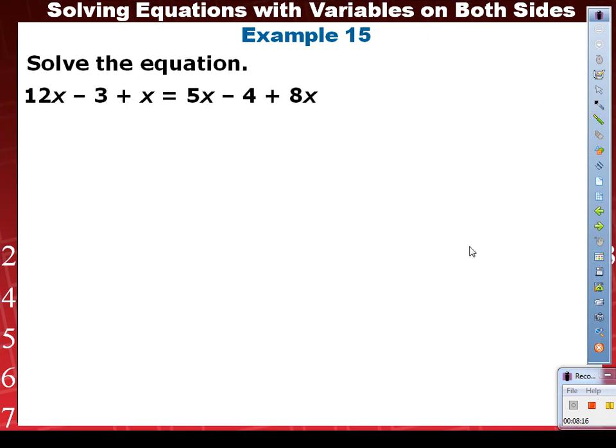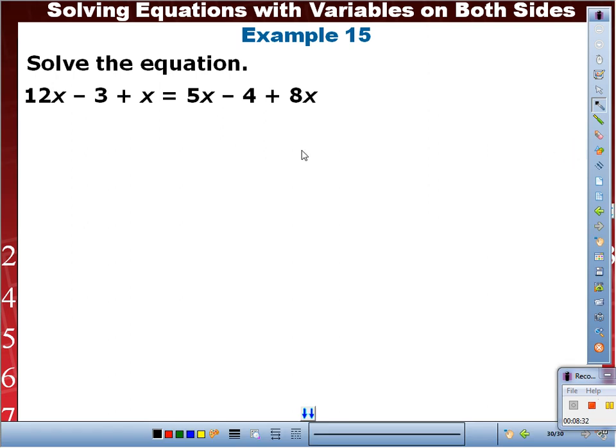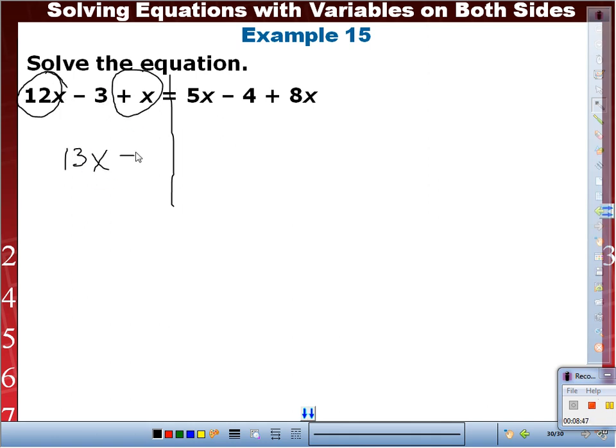Example 15. 12x minus 3 plus x equals 5x minus 4 plus 8x. Let's do this one together. Line down the equal sign. What can we do on the left side? Everyone? Combine like terms, so 12 plus 1, that's 13x. Bring down the negative 3, equals. How about on the right side? Combine 5x and 8x, that gives us what? 13x. Bring down the negative 4.